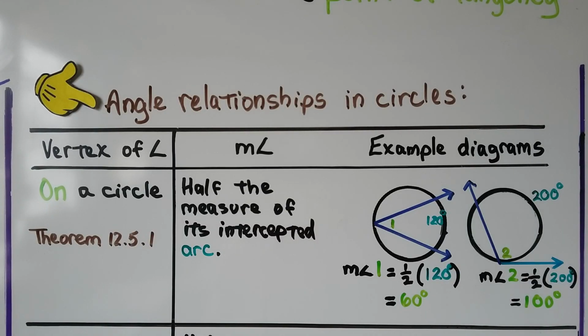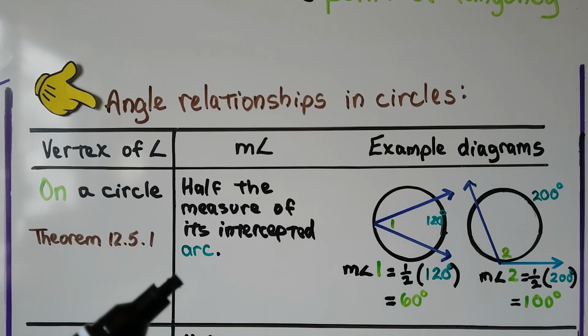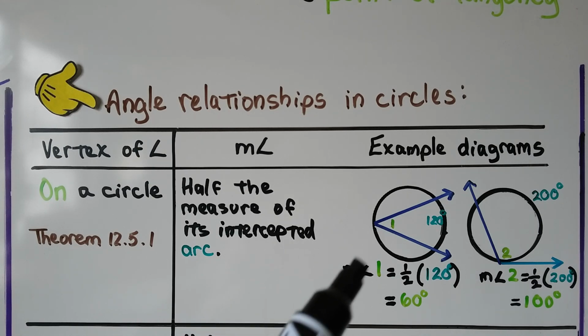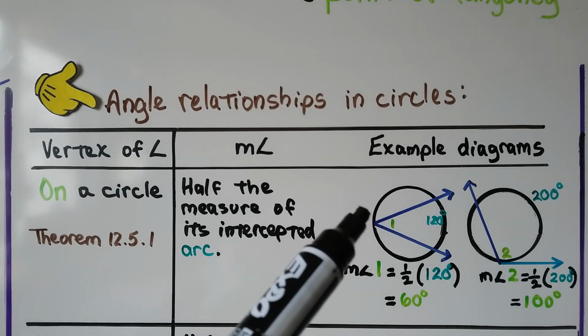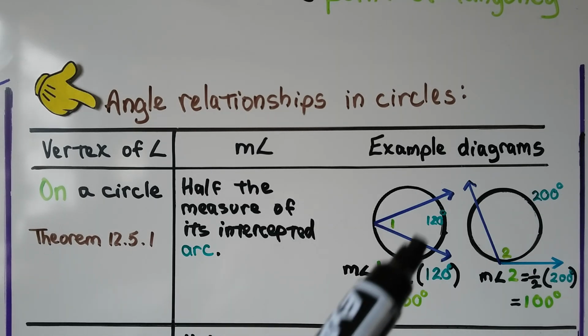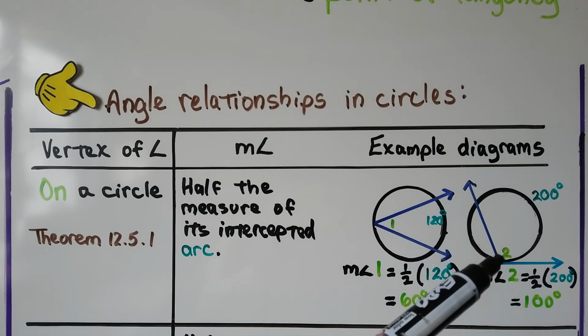In 12.5a, we discussed the three theorems that we're going to talk about again right now with angle relationships in circles. If the vertex of the angle is on a circle, that was theorem 12.5.1, then the measure of the angle is half the measure of its intercepted arc. So the measure of angle 1, right here, it's on the circle, the vertex. See that? That means measure of angle 1 is going to be half of this 120-degree arc, so it's 60 degrees. And here we have a tangent and a secant. The measure of angle 2 is going to be half of this 200-degree arc, so it's going to be 100 degrees.